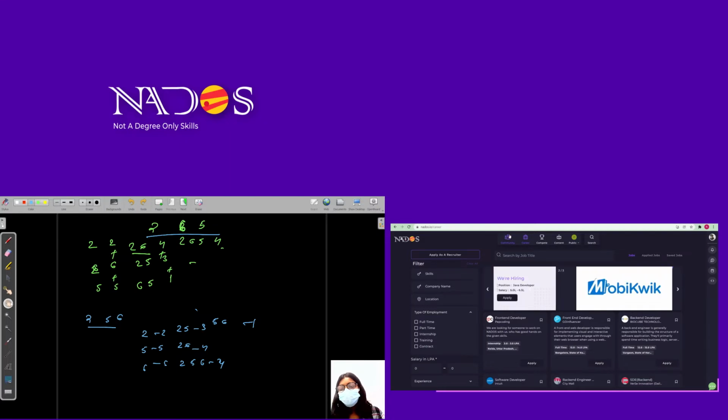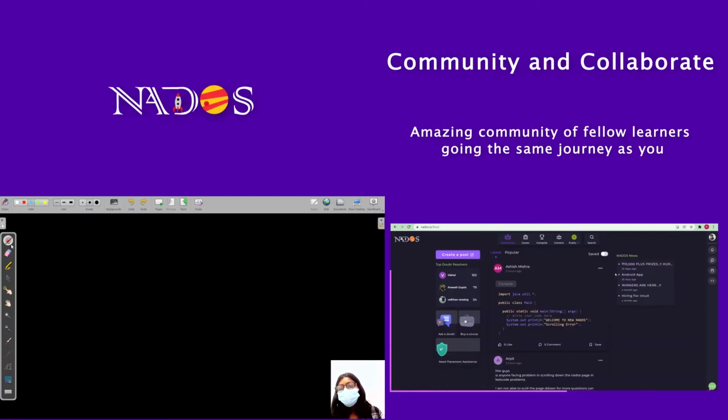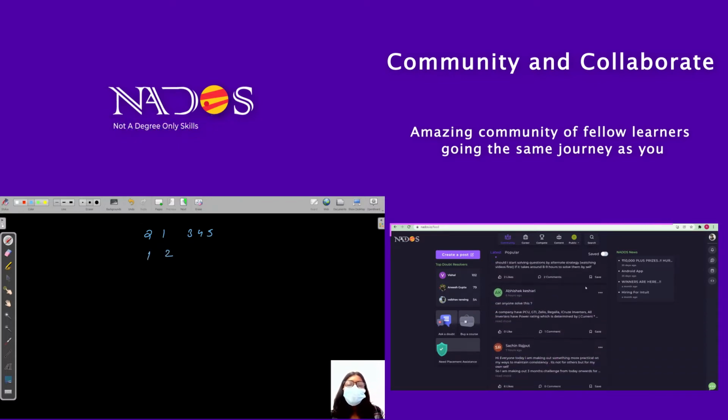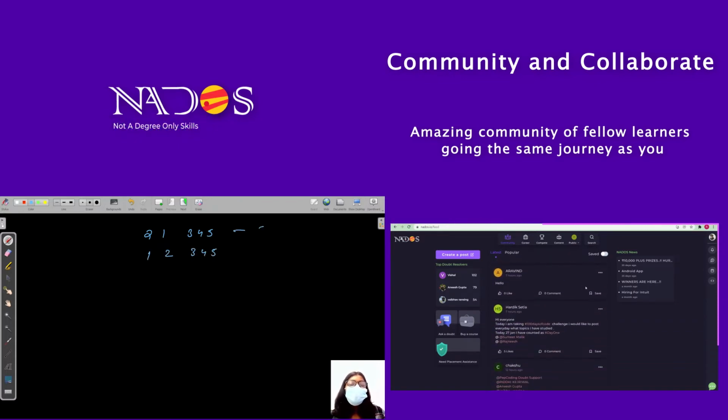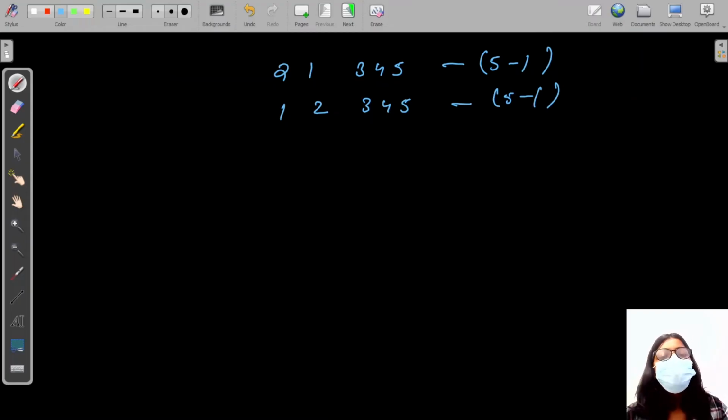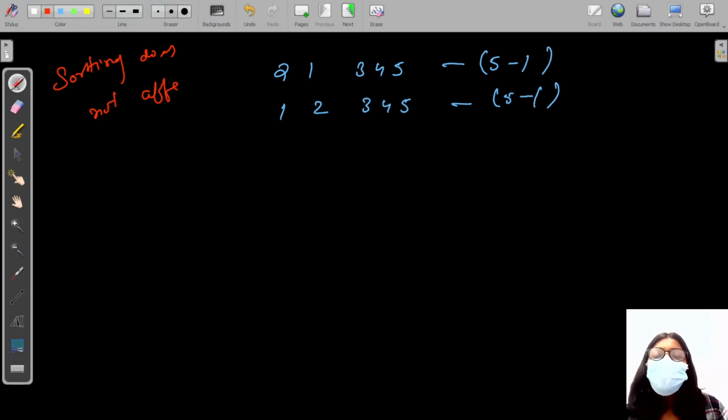Here again you can see, suppose this were my array: 2, 1, 3, 4, 5. If I sort this, it becomes 1, 2, 3, 4, 5. Max minus min, width is 5 minus 1 in both cases. So it means sorting does not affect my answer. Sorting does not affect my width, because the min value and the max value are going to be the same. It is not affected by sorting.